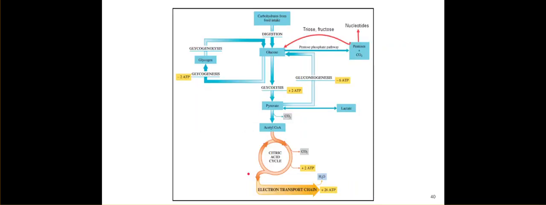I think I have a diagram of this. So yeah, we're back here. This pentose phosphate pathway takes excess glucose and makes pentoses, which can then be used as nucleotides, or they can be converted back into glucose if the body needs it.